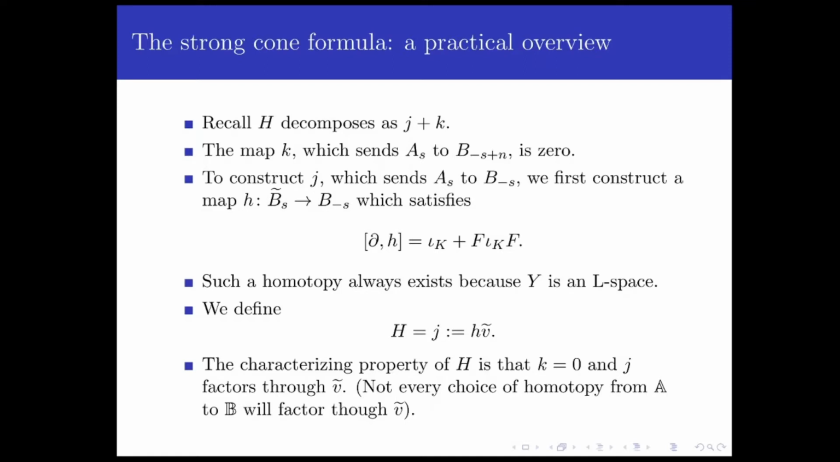So it looks like we had a lot of choice. We could pick any map. It kind of looks like we could pick any map from A to B that's a homotopy making it commute, that relates the two compositions. But actually, that's not the case. We're picking one that factors through the inclusion map. That's kind of the key property here, that it factors through the inclusion map of AS into BS tilde. But you can pick any homotopy that factors that way.